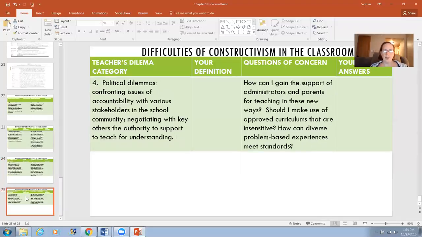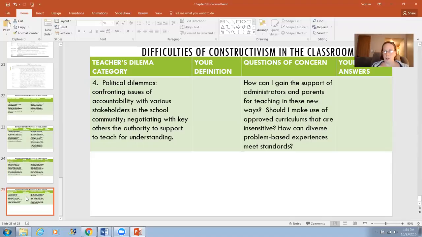And then the last teacher's dilemma is political dilemmas. And this is essentially confronting issues of accountability with various stakeholders in the school community, negotiating with key others, the authority to support the teacher for understanding. So it's this idea that the common core is out there, the standards are out there, and how do I reconcile my desire to create a constructivist classroom with those kind of real pressures?